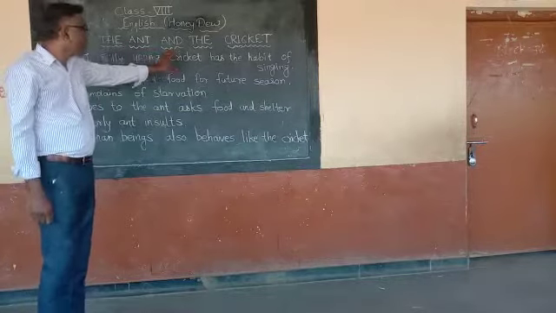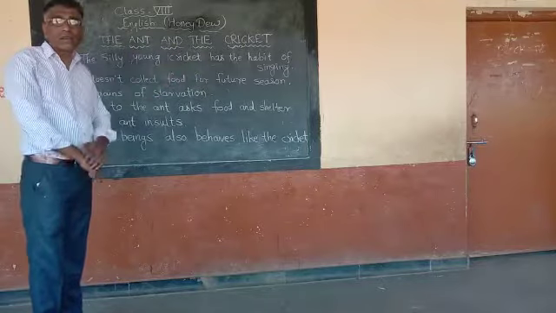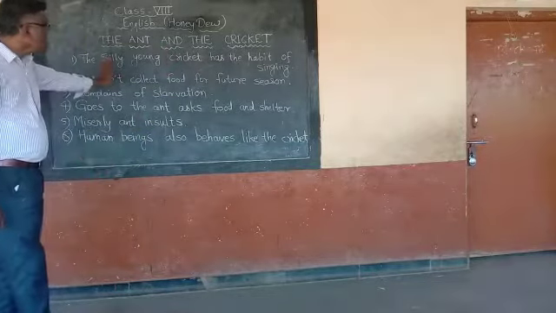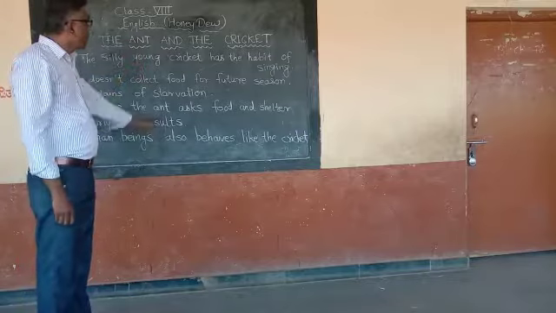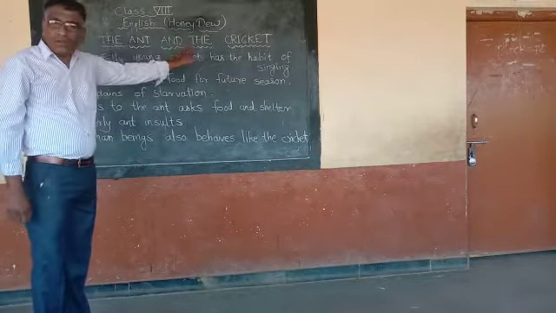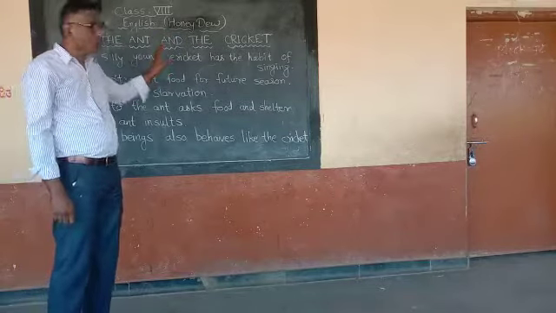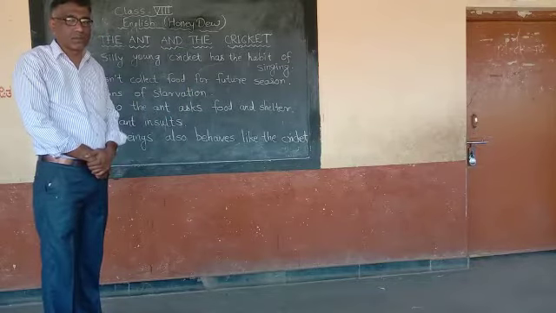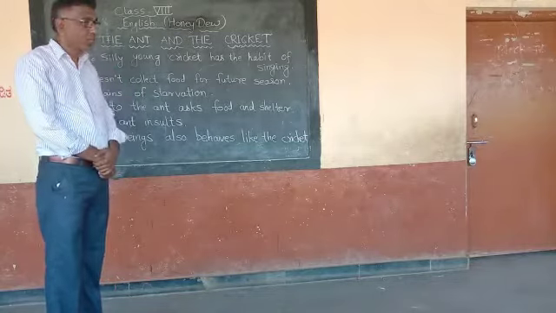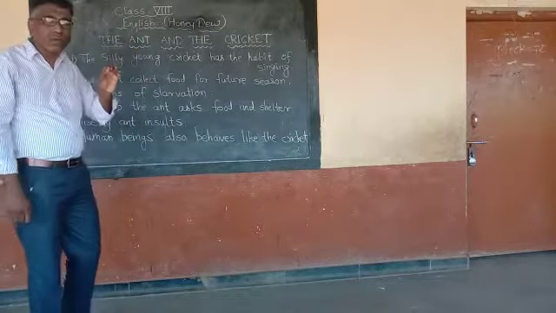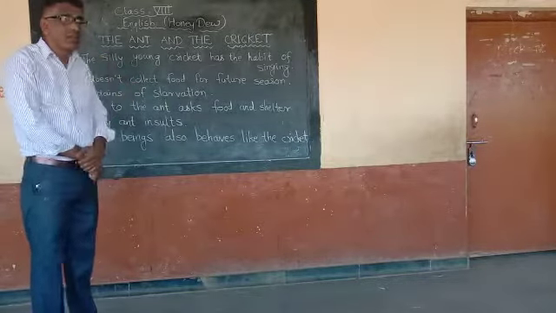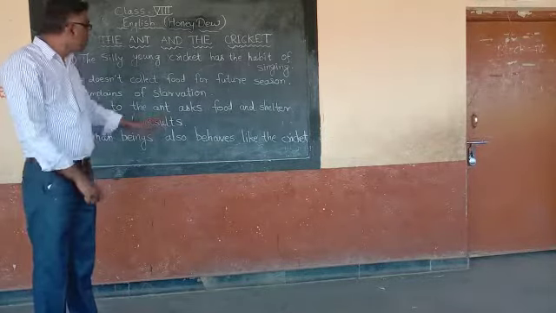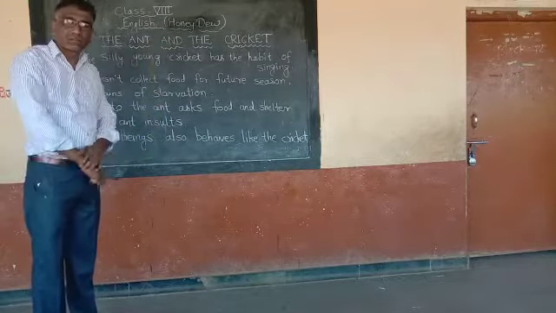From the name we can understand that the ant and the cricket are the characters of this story. We know what is the ant, and some of us know what is the cricket. Cricket is one insect which sings or makes a particular sound, particularly in summer season. And we know the ant. Ant is a very small insect which collects the food particles. And we know the different types of ants in our surroundings.